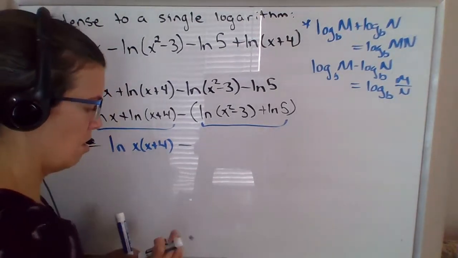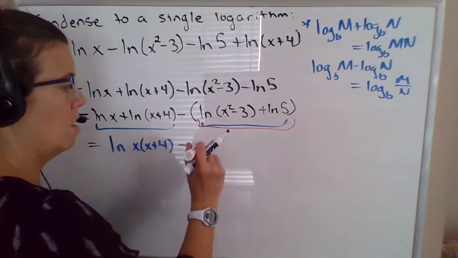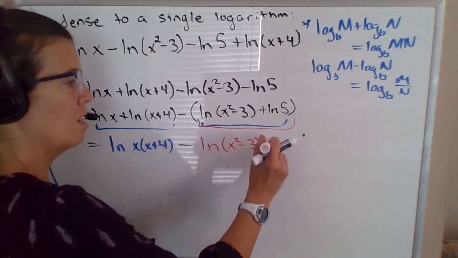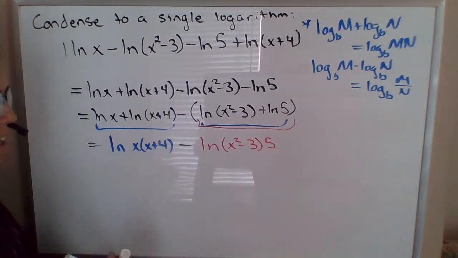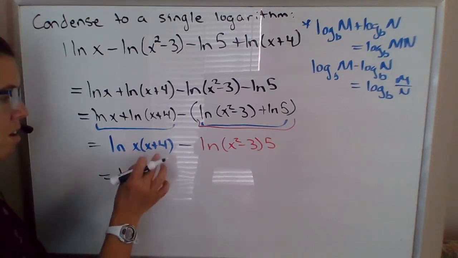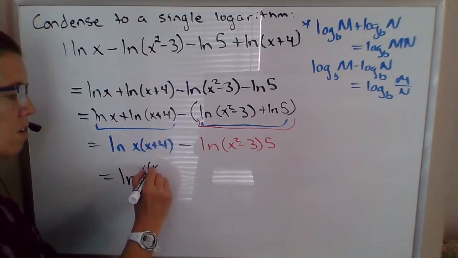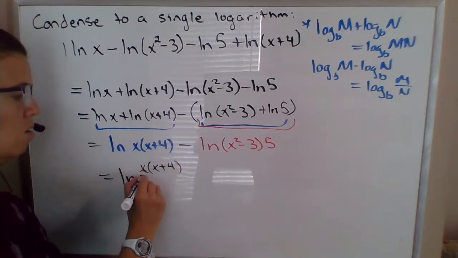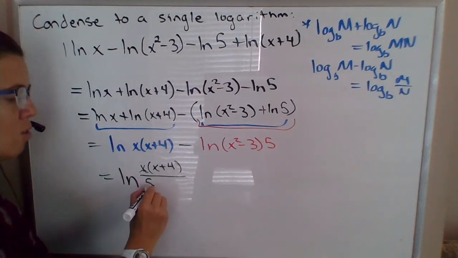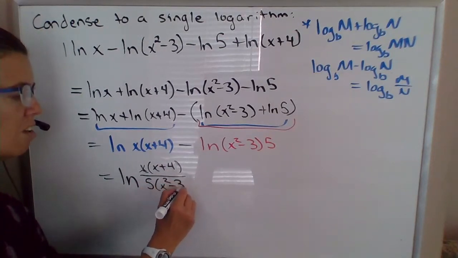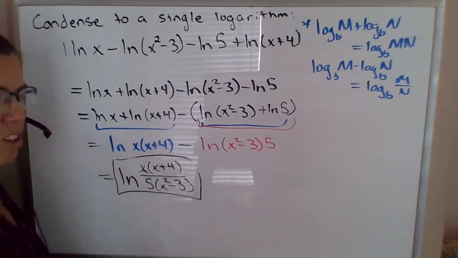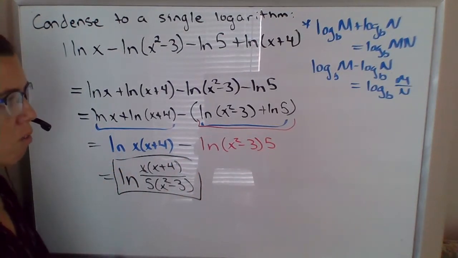minus, let me use another color here, natural log of x squared minus 3 times 5. And so now we have one logarithm minus another logarithm. So this is natural log of, this will go in the numerator, over this goes in the denominator. And the convention is to put that constant coefficient 5 in front. I'm going to move that. It doesn't actually make a difference, but this is the more conventional way to write that. So there's this expression written as a single logarithm.